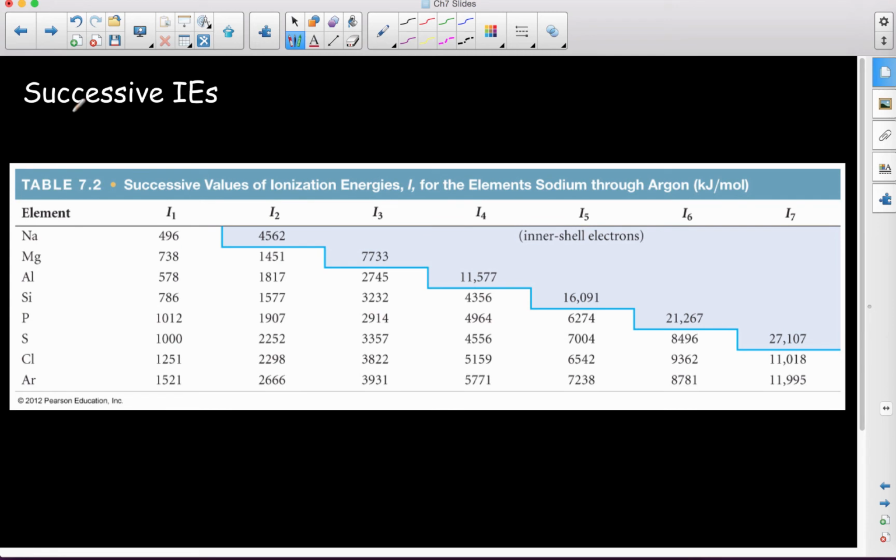Here is a little discussion on successive ionization energy. When we say successive, we mean the ones that come after, so the second and the third and the fourth and so on. Here we have sodium, magnesium, aluminum, and so on, so basically all of period 3. Here are their first ionization energies, and they increase across the period, just like we said they generally do, with an exception here, which makes sense because we just explained that, and another exception here, which again we just explained.